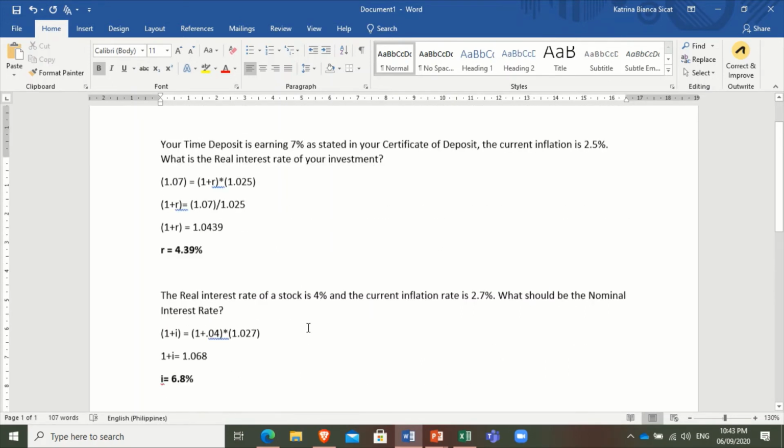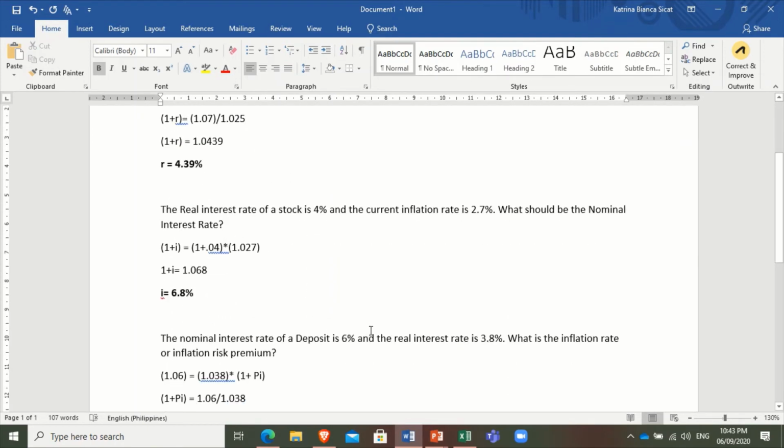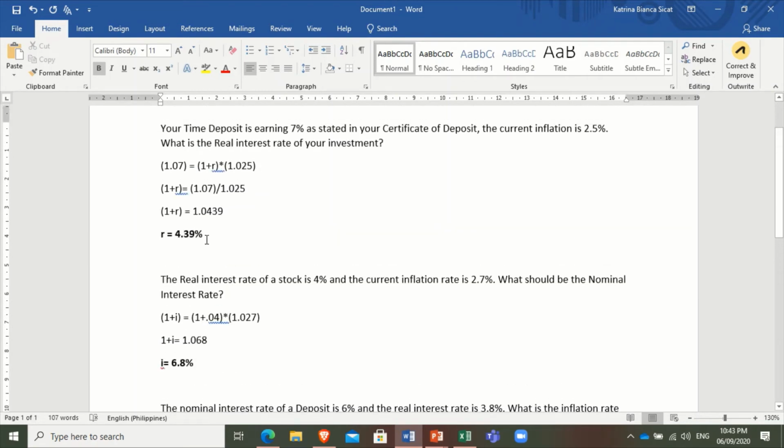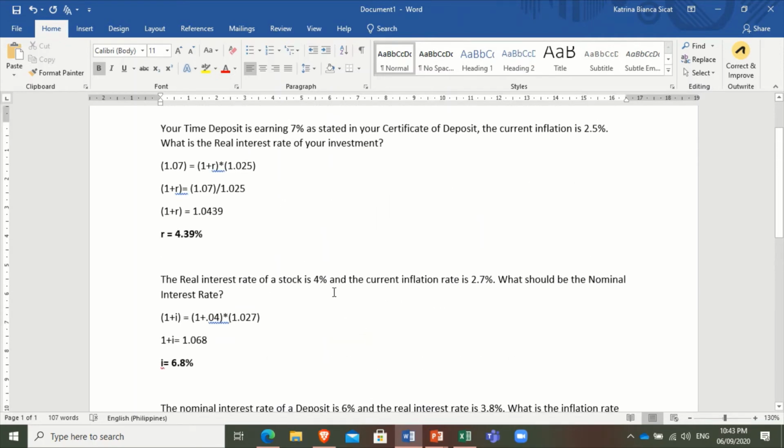Okay? So that's how you use the Fisher effect to get your nominal interest rate, your real interest rate, and your inflation rate. Again, ginagamit itong formula na to if you want to look into the relationship of the real interest rate and nominal interest rate. Again, pag sinabi nating real interest rate, we are taking into consideration inflation. Okay?